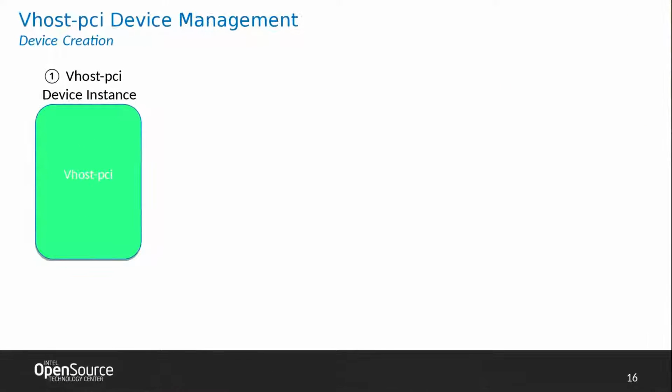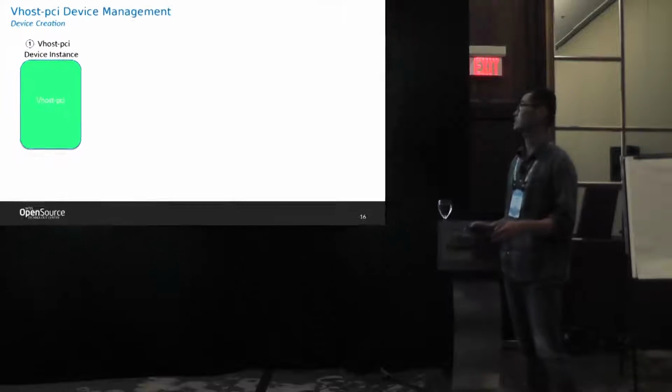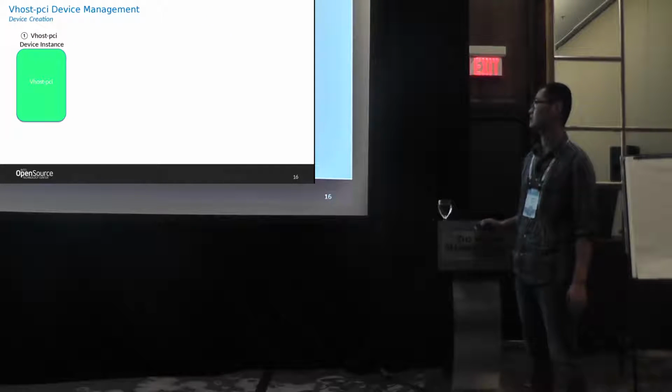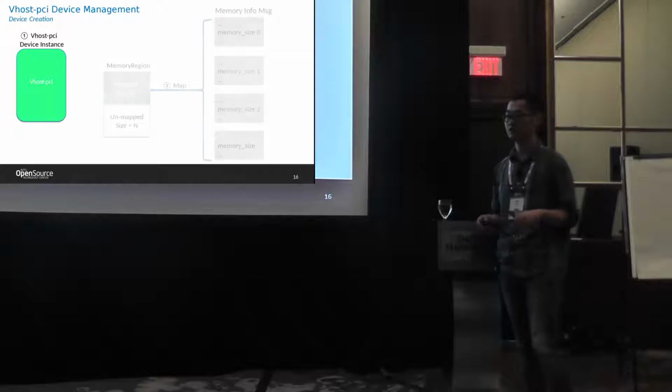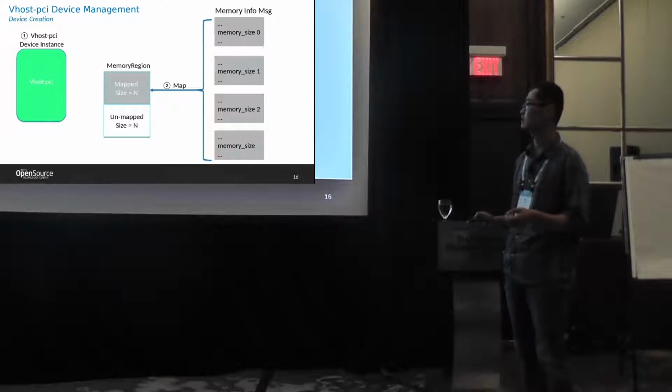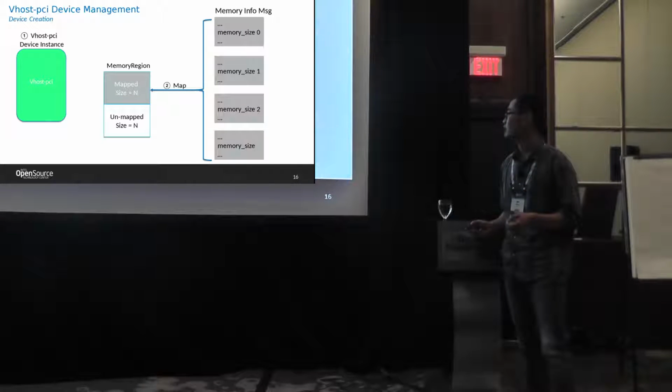So here shows how a vhost PCI device is created. First, the server creates a PCI device instance, which is like the device structure allocation and initialization things. And then it sets up the memory.